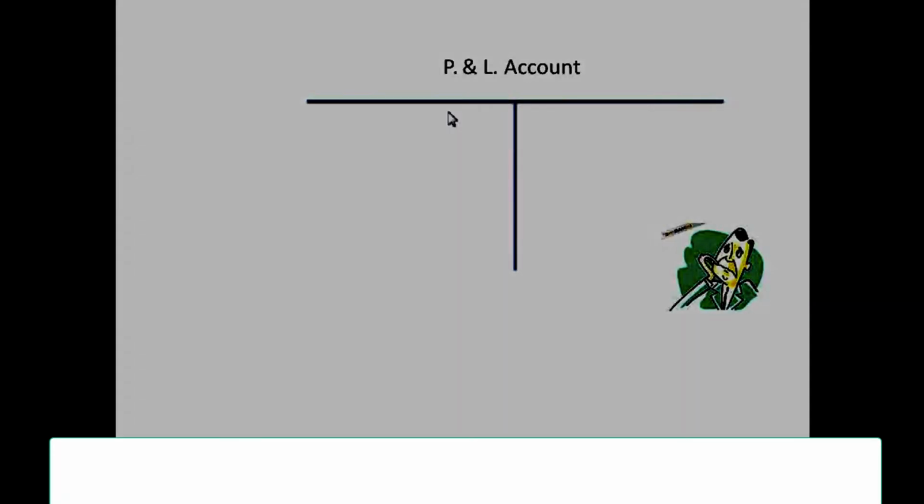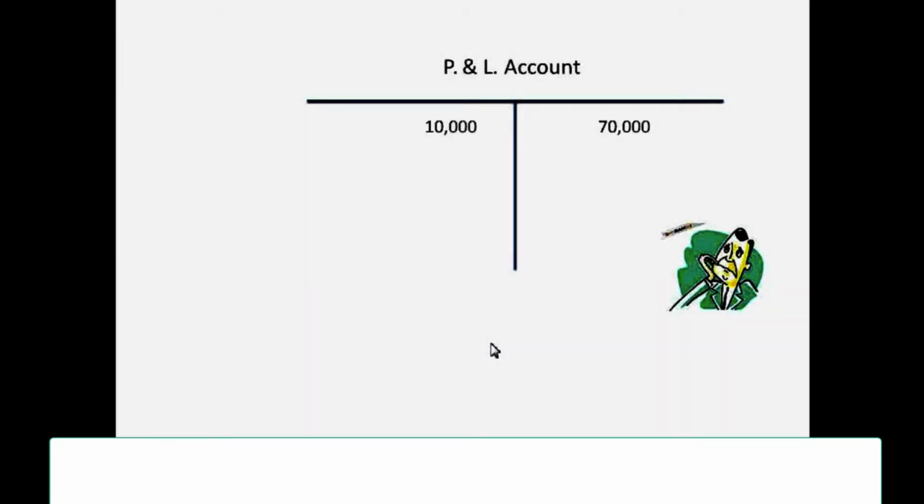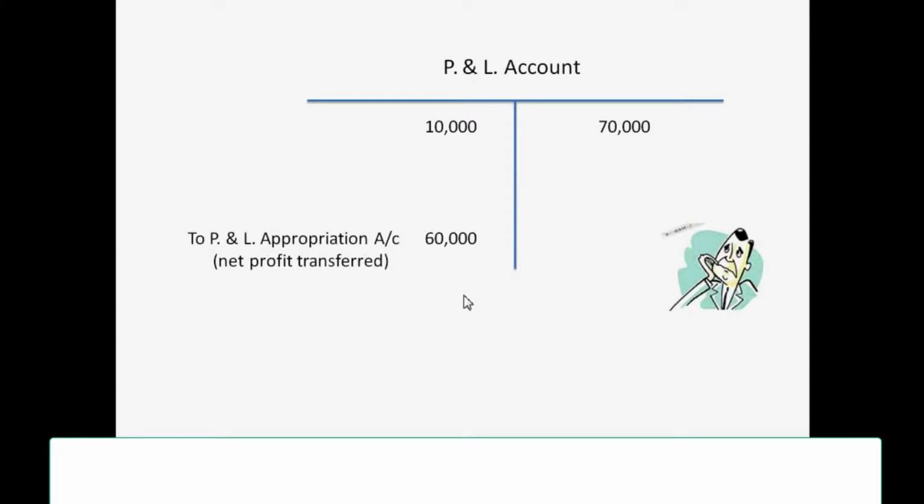Let's take one example. This is our P&L account, and total of its debit side is 10,000, total of its credit side is 70,000. So this P&L account will reveal net profit of 60,000. And now in order to distribute this 60,000 among the partners, we will transfer this 60,000 to the profit and loss appropriation account. So 60,000 transferred to profit and loss appropriation account.